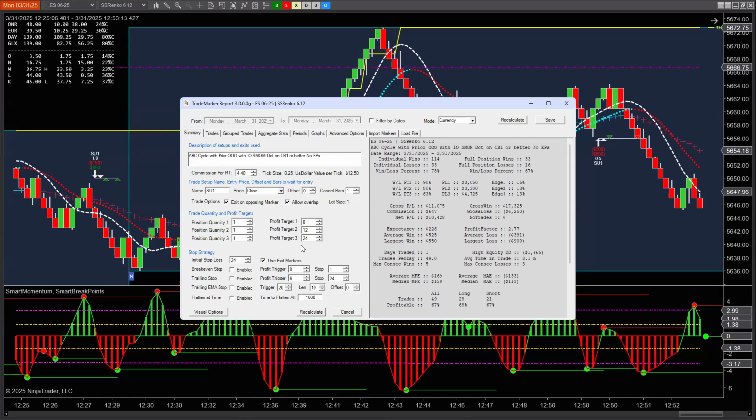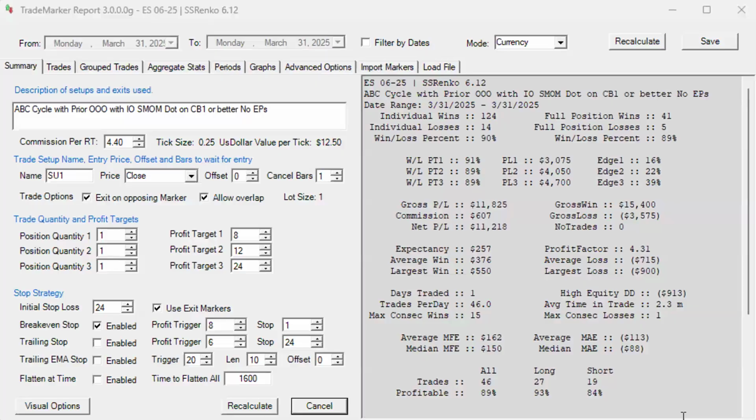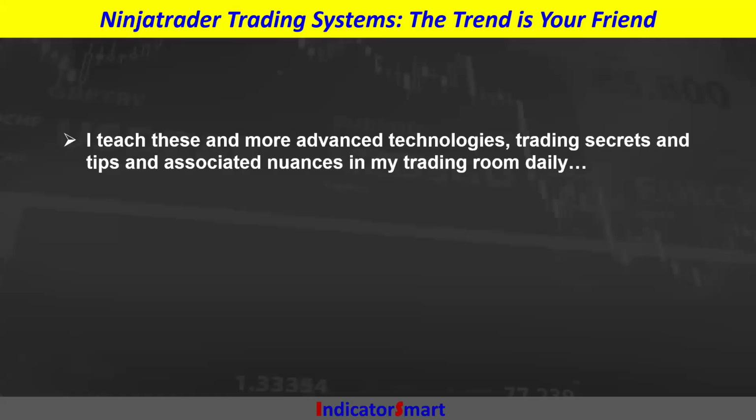So I have a basic statistical profile, but to me, this is more of a proof of concept. It's more of a proof of concept is the general idea that I want to get at there for you. I teach these and more advanced trading technologies, trading secrets, tips, associated nuances in my trading room daily. I try to share one of these each week when I'm able to do so. And so just wanted to share with you some advanced methods in momentum technology for a trending system.